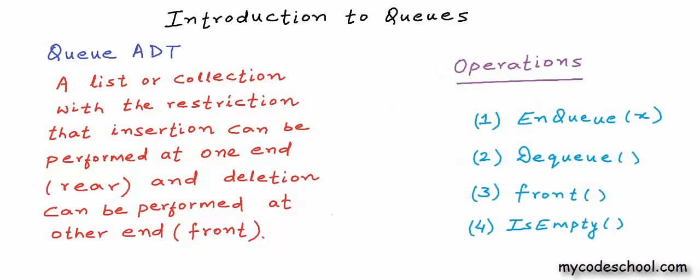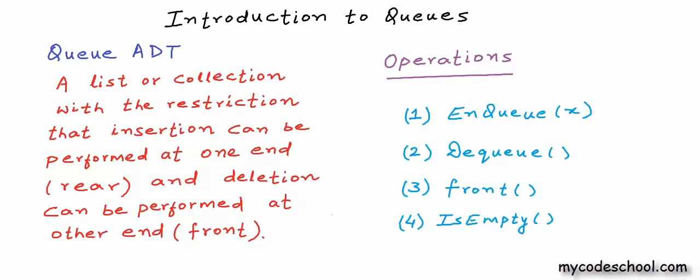Okay, so these are the operations that I have defined with queue ADT: enqueue, dequeue, front, and is empty. We can insert or remove one element at a time from the queue using enqueue and dequeue. Front is only to look at the element at head.